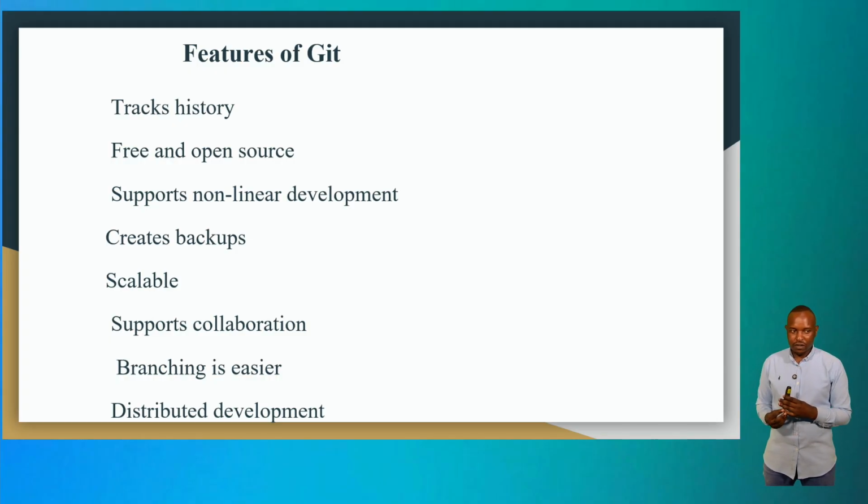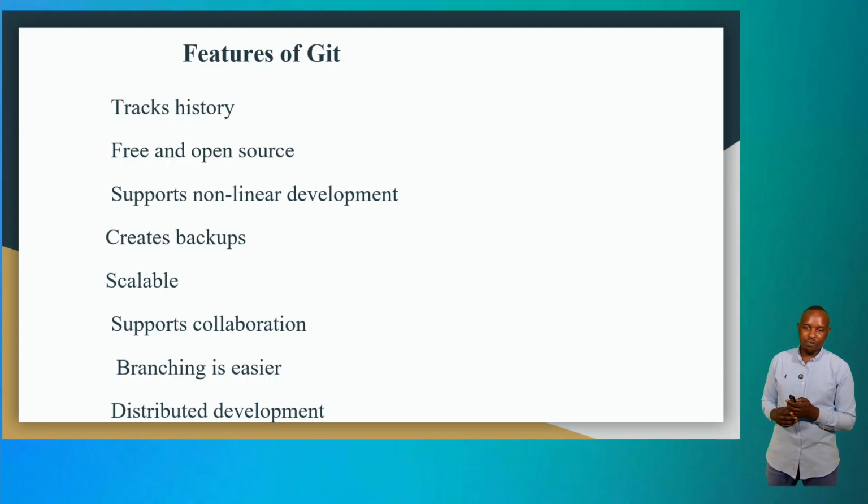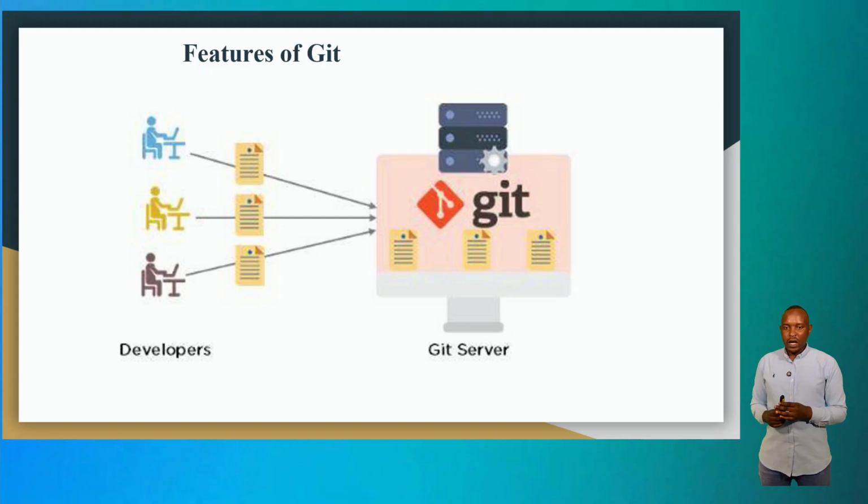Another feature of Git is that it is scalable, which means it supports collaboration, where one developer can communicate with others. Another feature is that branching is easy, as we saw in the diagrams. These are some of the features of Git. As you see, the three developers can easily communicate with the Git server.